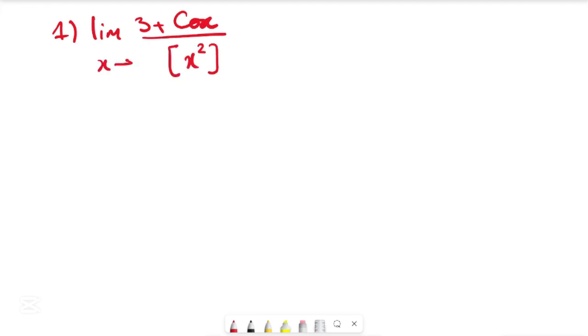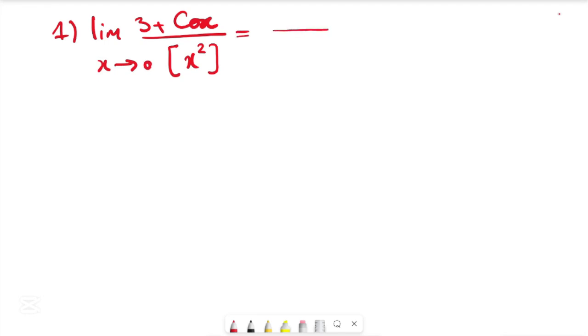Let's start with some tricky questions. Question 1. The limit of (3 plus cosine x) divided by x over 2, as x goes to 0. Can you solve this for me?